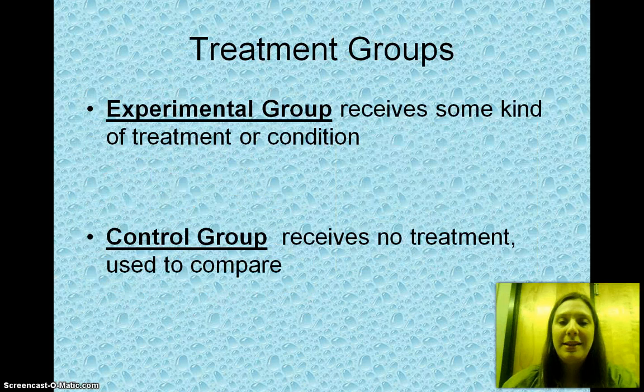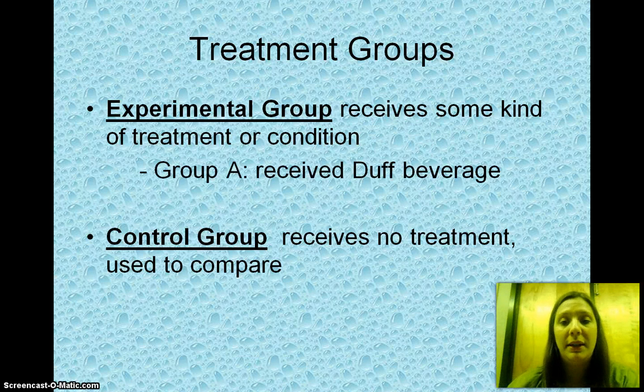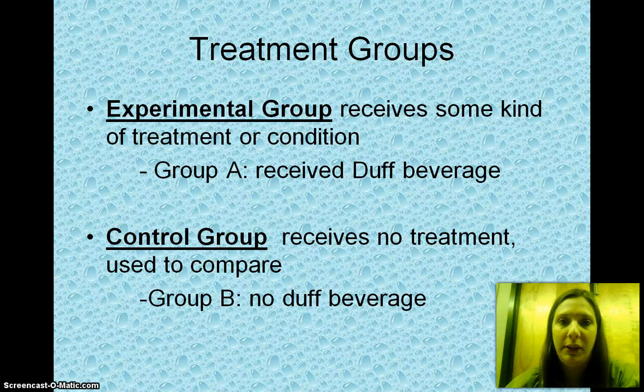Okay, so in this example, we have treatment groups. Not every experiment divides into two different groups like this, but in this example, we have the experimental group and the control group. The experimental group receives the treatment, so in this case, our treatment is the Duff beverage, so that would be Group A. And then the control group does not receive treatment. It's used as a basis for comparison, so that would be Group B, which does not receive the Duff beverage.